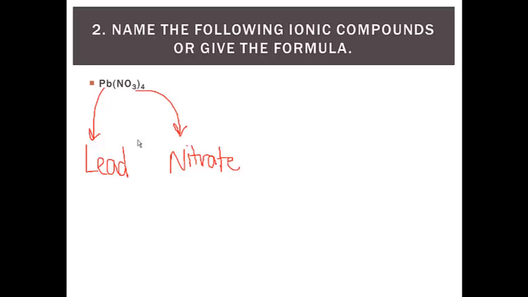So lead is a transition metal. That means that I need to indicate the charge with Roman numerals. The problem here is that I'm not given the charge. So how do I figure that out? That's where we're going to take a look at the nitrate.